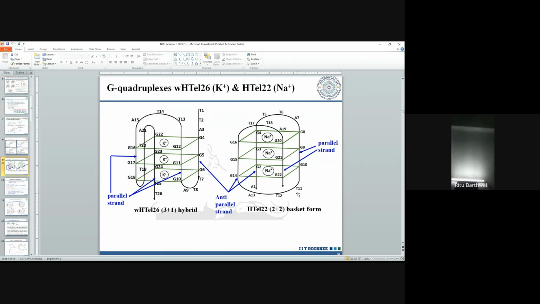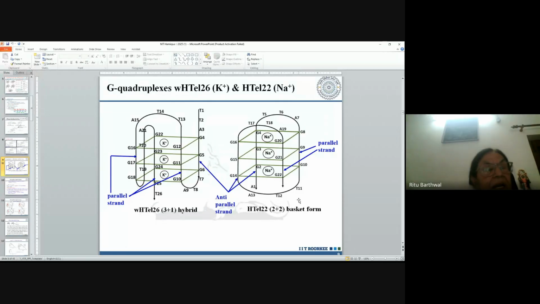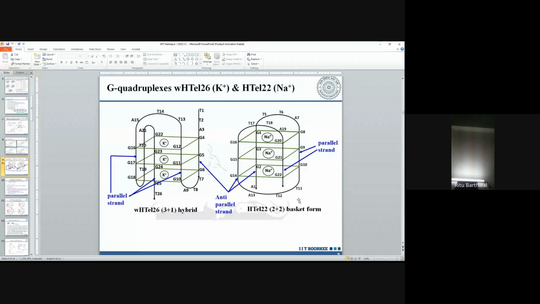In this particular case, which is the most common one, we do not have pure parallel or pure anti-parallel. We have a hybrid structure. This is called hybrid form 2, but what do we mean by hybrid? It has three parallel strands and one anti-parallel. So it is not fully anti-parallel, nor are all four strands parallel. So it's called a hybrid structure, 3+1 hybrid.